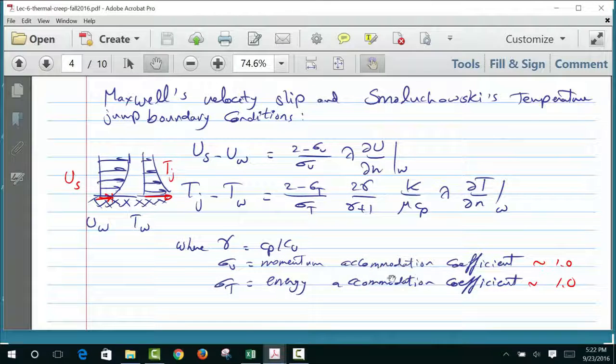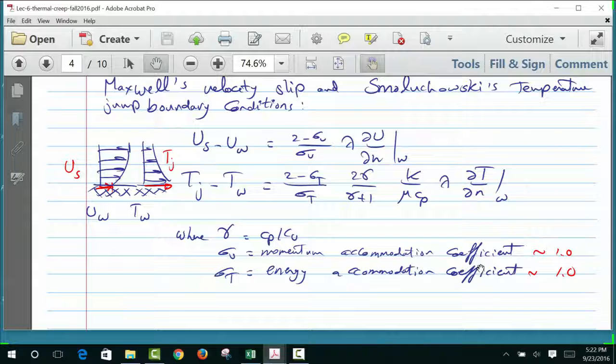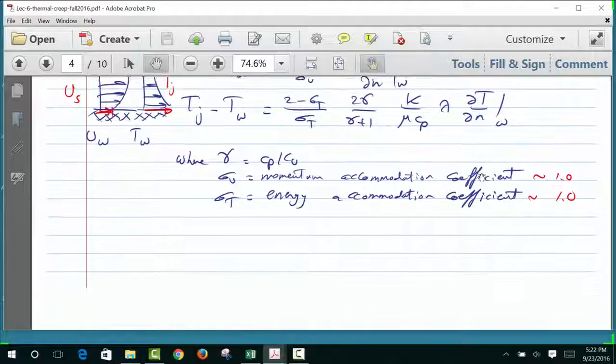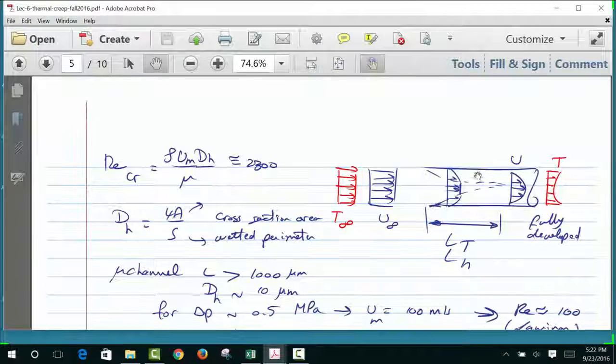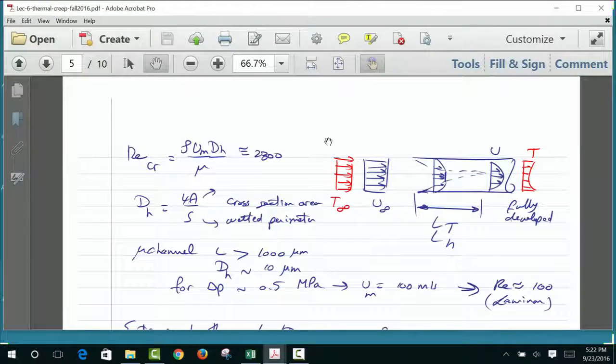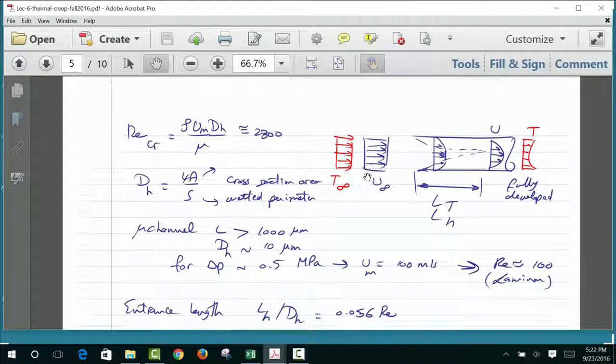Very good. So sigma V is the momentum accommodation coefficient, and sigma T is the energy accommodation coefficient. And when I say of order 1, I mean it's like 0.98, 0.99. It's not exactly 1, because if it's 1, the term 2 minus 1 over 1 would not be there. So all right, this is all you need to be able to predict the temperature profile, right?